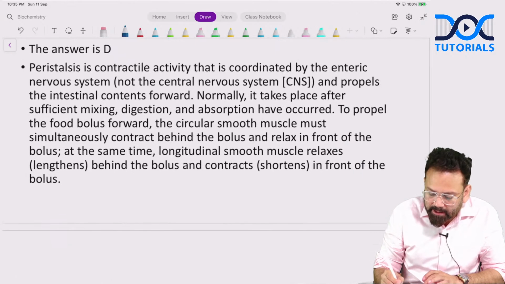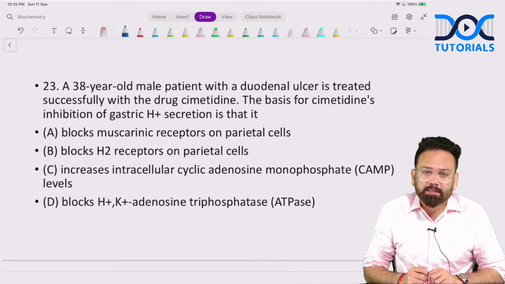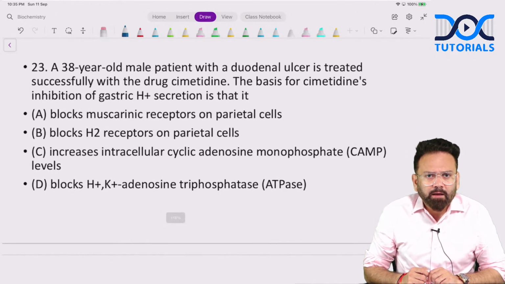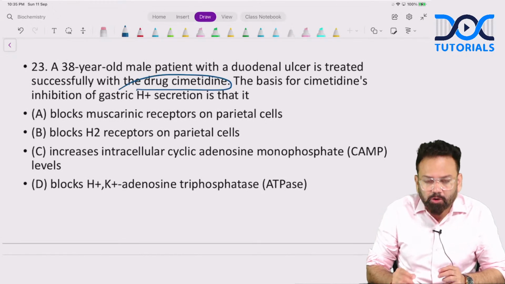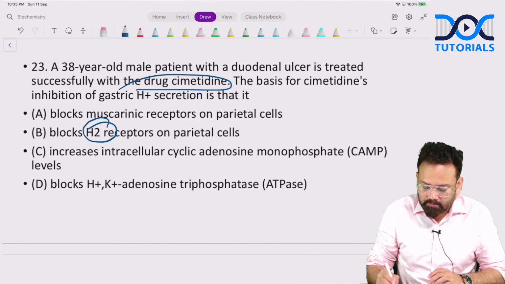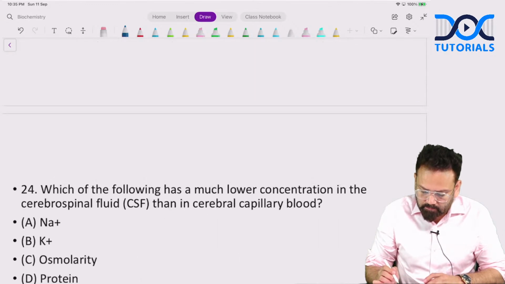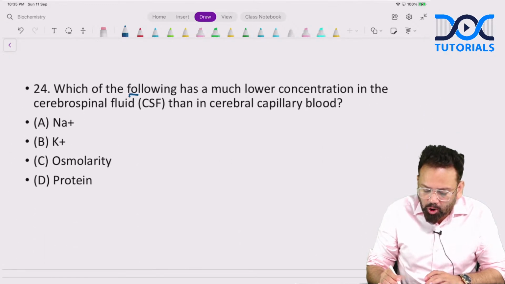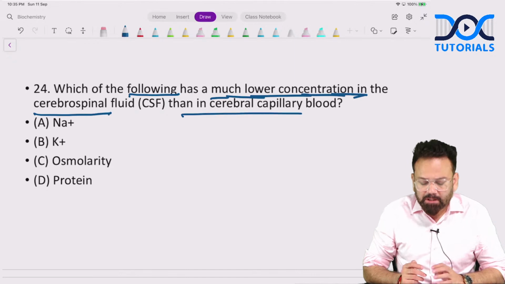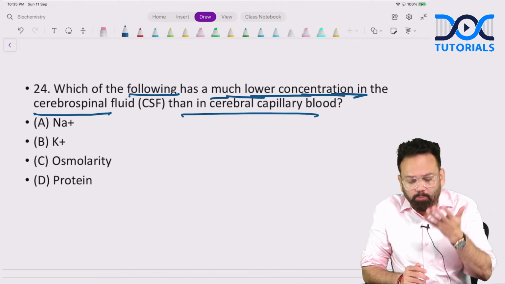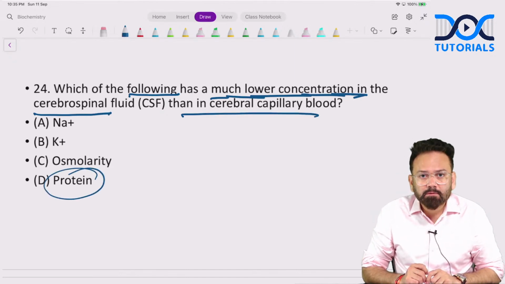The drug cimetidine is given for ulcer. Cimetidine, ranitidine, these are blockers of what? They are H2 blockers, antihistaminics. Which of the following has a much lower concentration in CSF than in the blood? Glucose and protein. Protein is less.